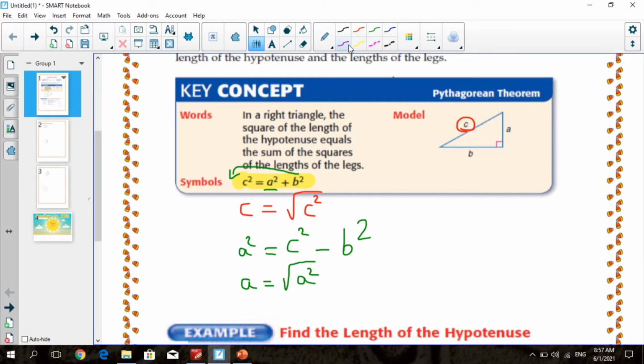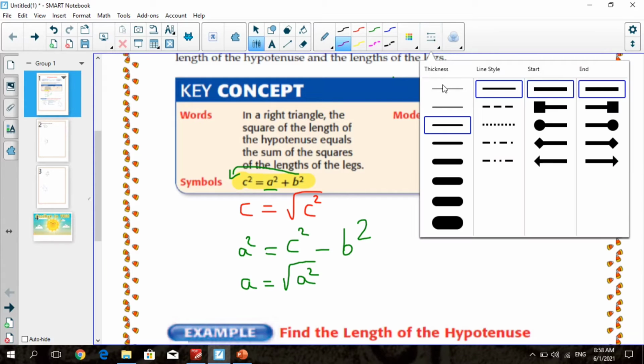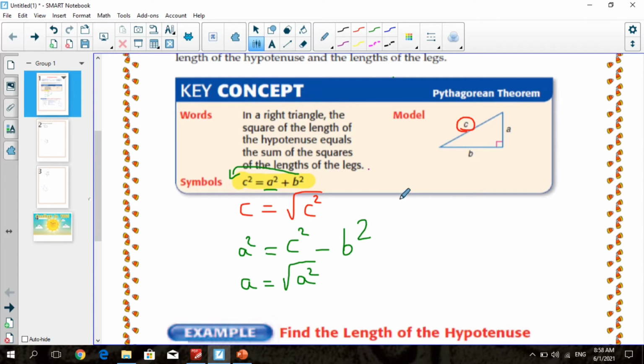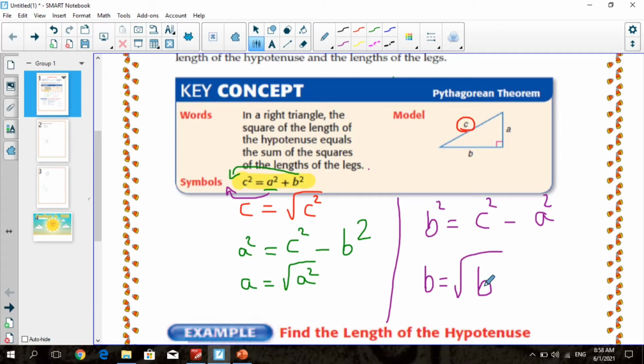Okay, now habibi, let's find the value of B. How can we find B? Okay, from the rule that we have today, B power 2 will equal... Okay, now we want to find the value of B, so we will move A across the equals sign. So it will be like that: C power 2 minus A power 2. But we don't want to find B power 2, we need to find B. So B equals the square root of B power 2.